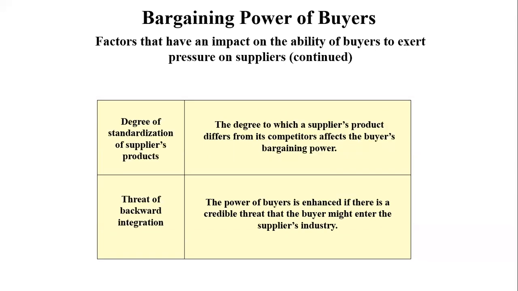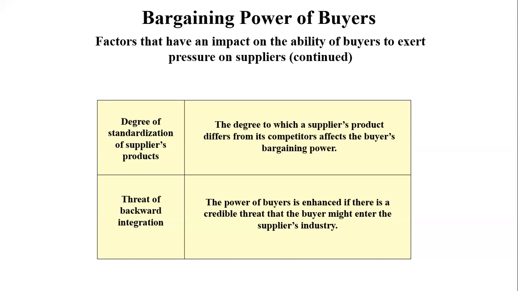Degree of standardization of suppliers' products. Now, research also indicates that the degree to which a supplier's products differ from its competitors affects the buyer's bargaining power, to the extent that if, as a buyer, I come into the market and compare the qualities of the goods and services which are available, and I realize that there is this particular one which stands out because of its level of sophistication and quality, I will still be willing to pay for it because at that point in time, I know I am getting value for money.